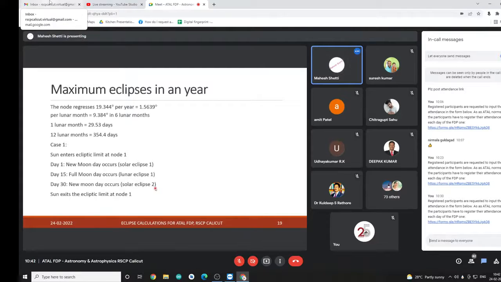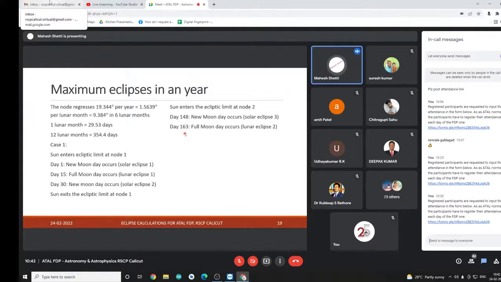Now sun is going to exit the ecliptic limit at node 1. Okay, you know how much time it takes to exit. Okay, about 33 days or so. Now Sun is going to enter the ecliptic limit at node 2. That is going to happen typically about after 5 months, 6 months. On the day 148, the new moon day is going to occur, and that will be called solar eclipse 3. This is after 5 months.